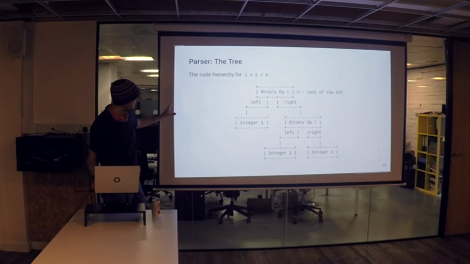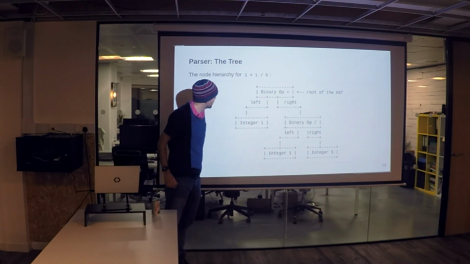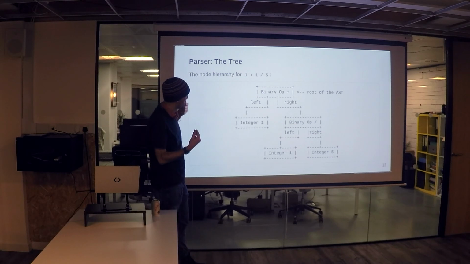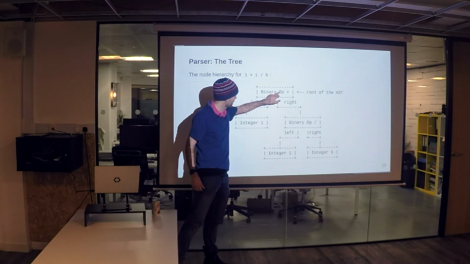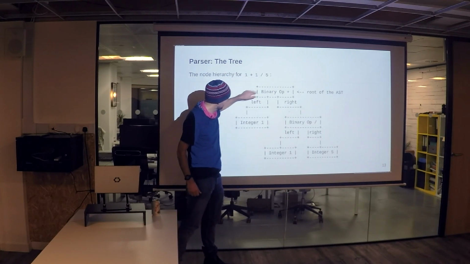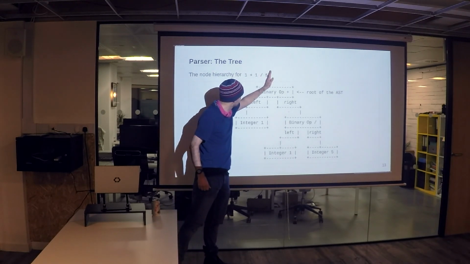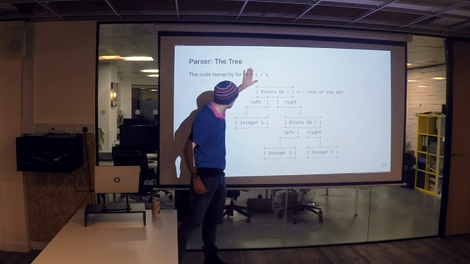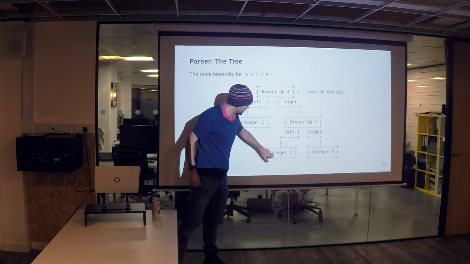The AST will look like this. If we've got 1 plus 1 divided by 5, that translates essentially to a single node, and that single node is a binary operation, and that is the AST. And then you've got the left operand, which is an integer, this one, and then you've got the entire right-hand side, which is also a binary operation, 1 divided by 5, and then the left is 1, the right is 5.